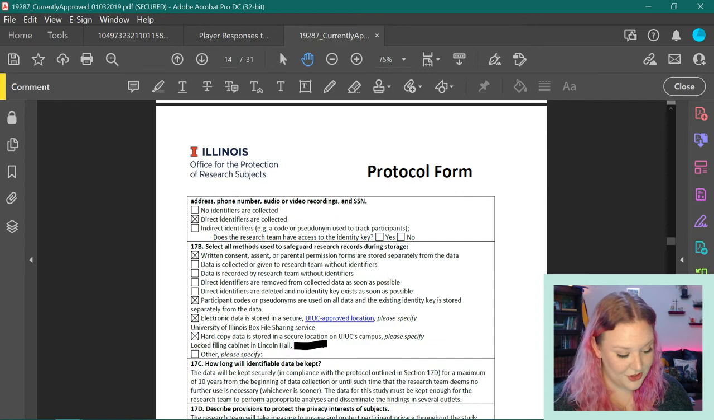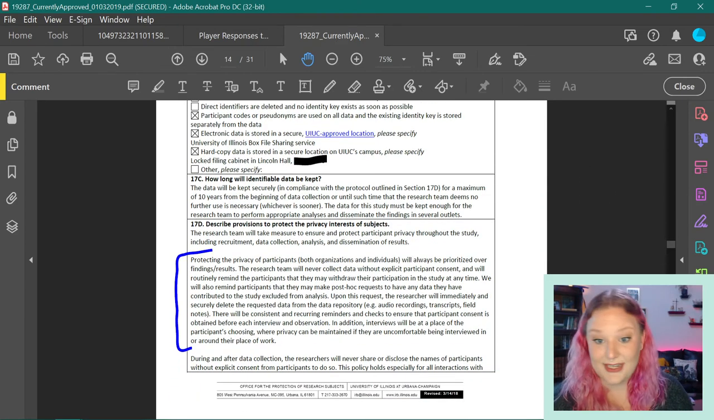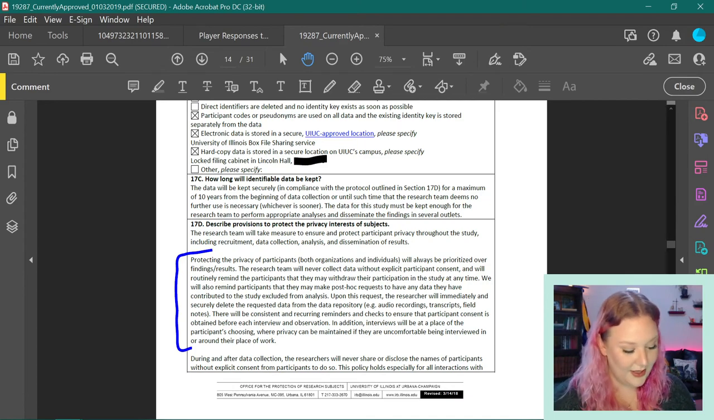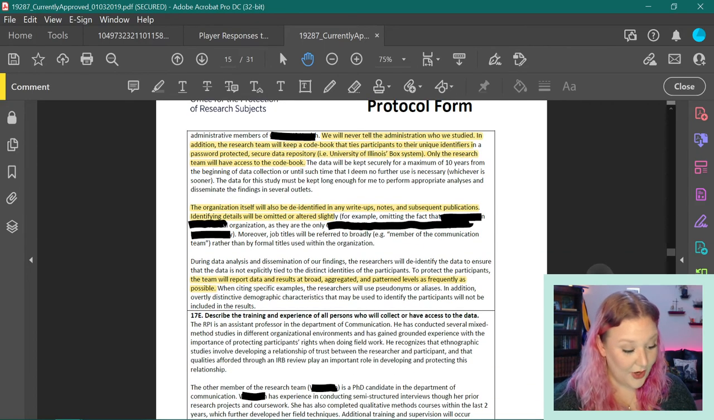all of their information? So we say, you know, we're going to keep it under lock and key. We're going to give them code names. Only two people will have access to the code book. All of this stuff. Oh, and then since I was doing research in a workplace, I had to get into how I'm going to protect them in their workplace.